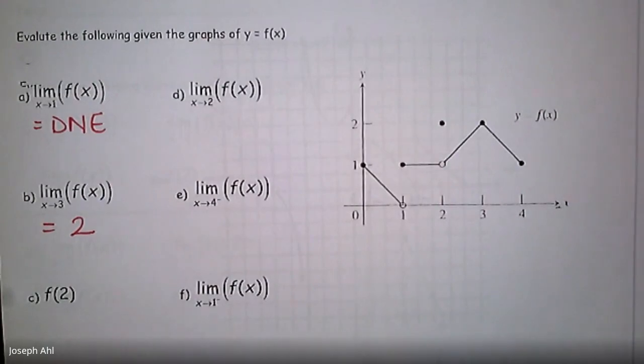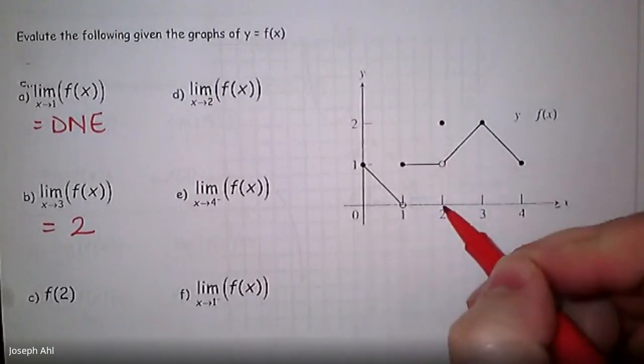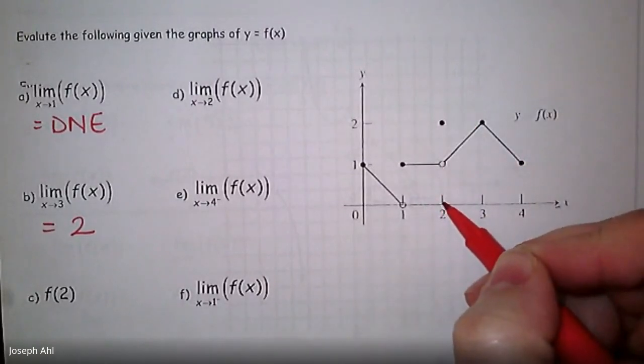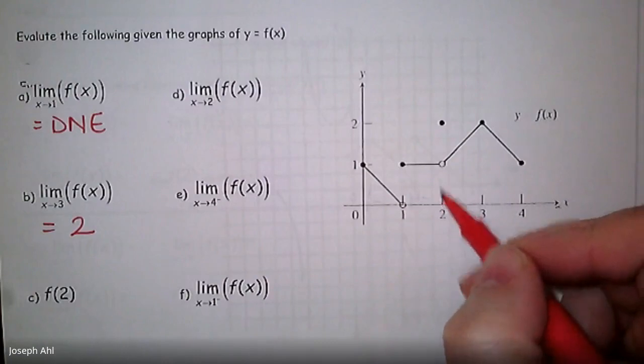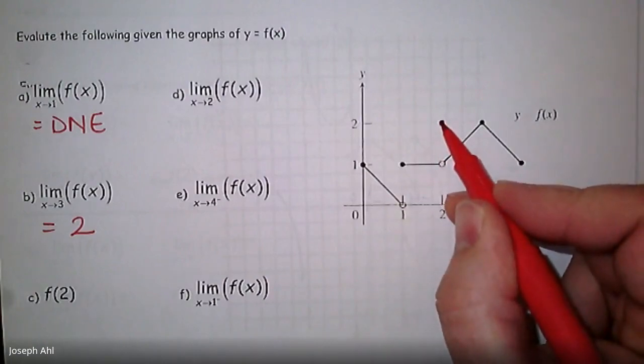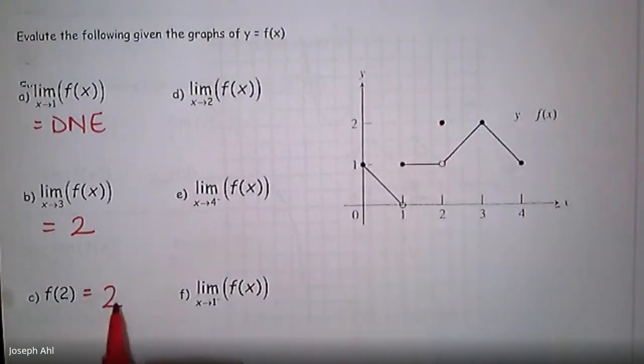What is f of 2? This is not a limit question. Take a look at the graph. F of 2 is the y value that's defined for this function, not necessarily the limit as x approaches 2. Where's the closed circle at x equals 2? At x equals 2, the closed circle's right here at a y value of 2.